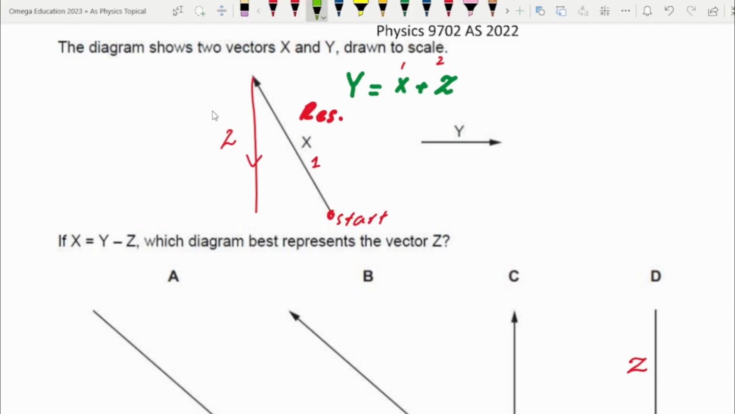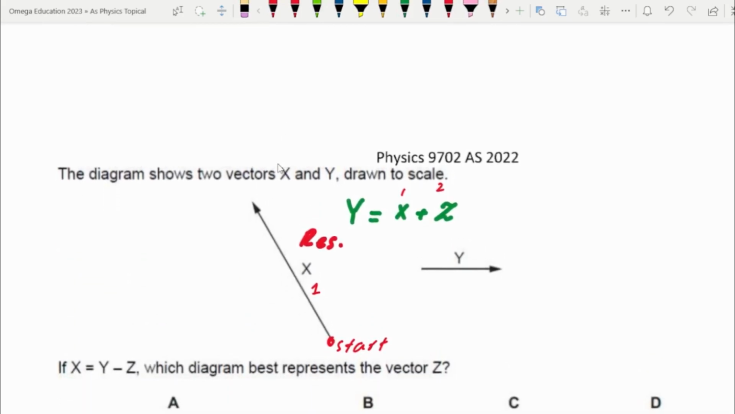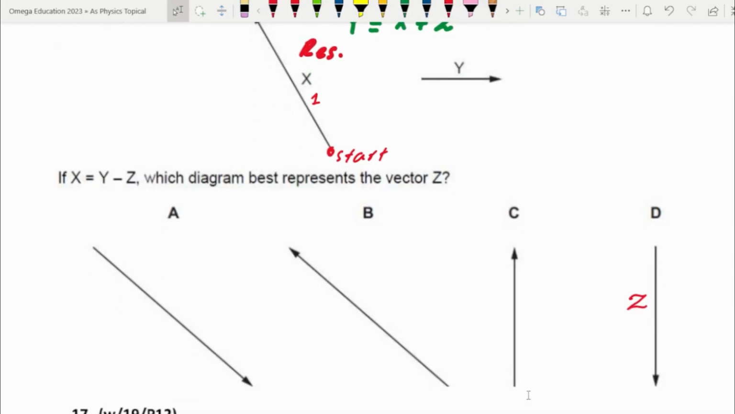Let's take a look at the option C. This option C says the vector z is upwards. So let's draw the second vector upward, because we have to connect the second vector at the end of the first one. Now we join the start point to the end point. Do we get the resultant vector in the direction of y? No. So C can't be the right answer. Likewise, B can't be the right answer. You can check it out by yourself.